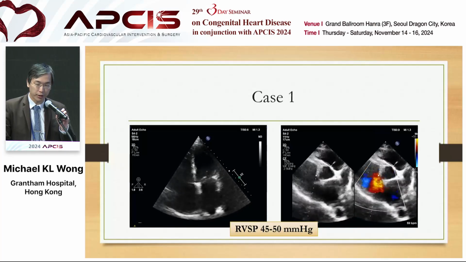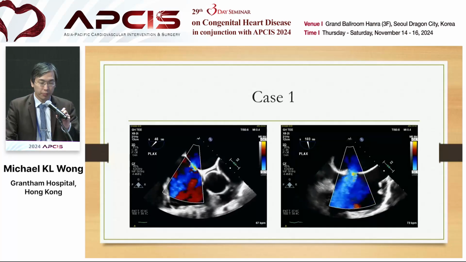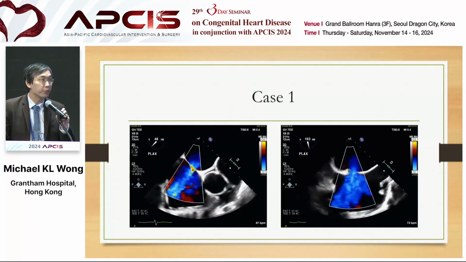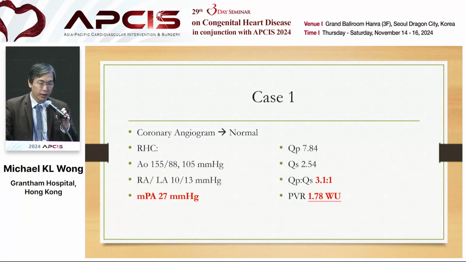So there is the presence of ASD, and the pulmonary pressure is elevated, with the RVSP up to around 15 millimeter mercury. The ASD was subsequently confirmed by transesophageal echo. Because of the advanced age and atrial fibrillation, we wanted to rule out other concomitant left-sided heart disease. The coronary angiogram was normal. On cardiac catheterization, although there is systemic hypertension, the left-sided filling pressure is still within the acceptable limit.